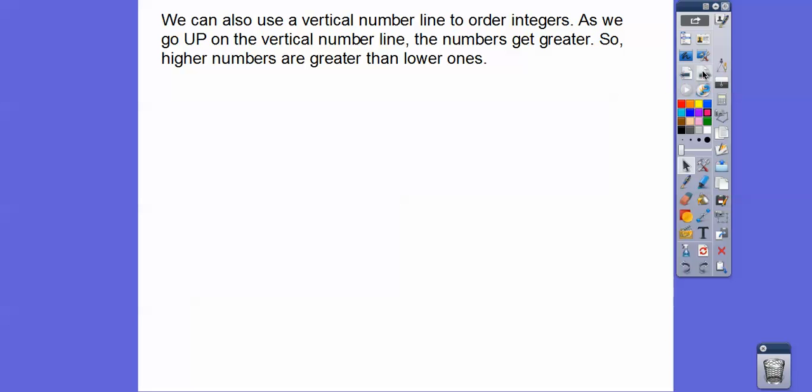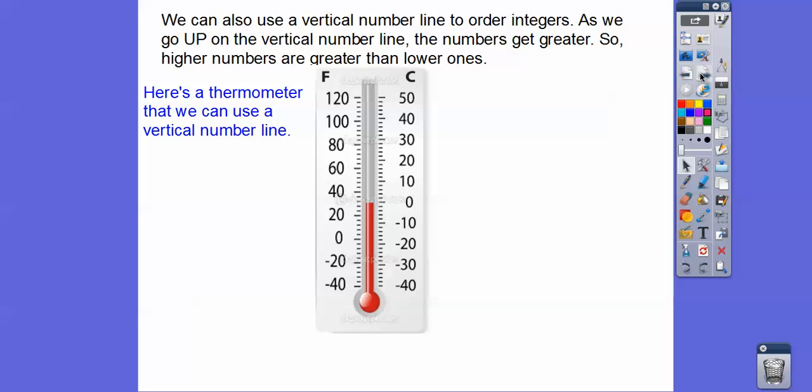Anyway, the higher the numbers are, the greater they are. Vertical is up and down, so as we go up on a vertical number line, the numbers get greater, and as we go down, they get less. These are typically used for thermometer or temperature kinds of things. So here's a thermometer where we can use vertical number lines.